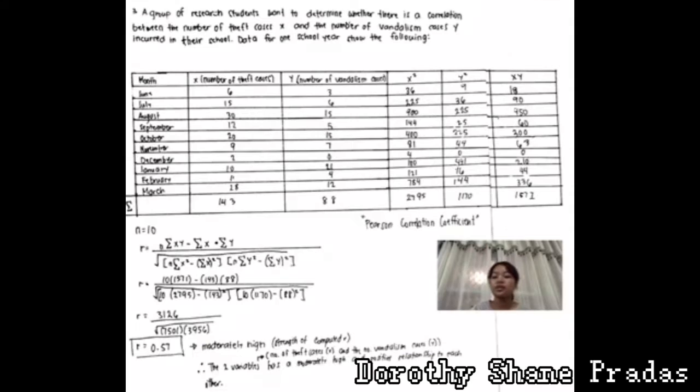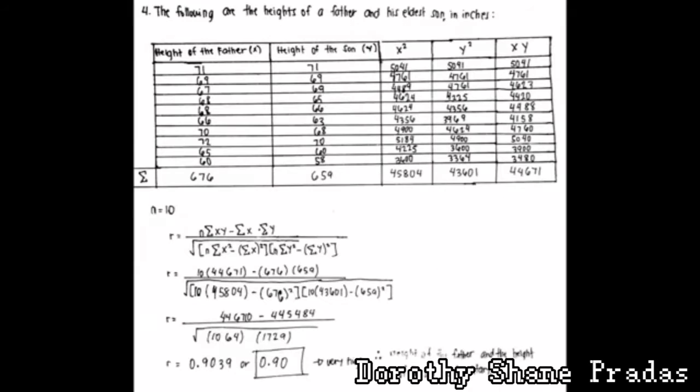Substitute the values that we obtained and are written on the table, and then we use 10 as the value of N. We then simplify the value so we get R equals 0.57. So this value can be identified as moderately high. Therefore, the two variables have a moderately high and positive relation to each other.